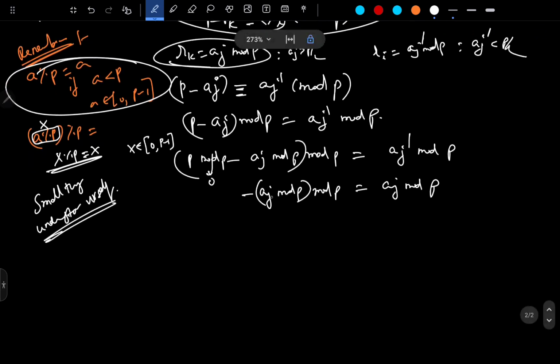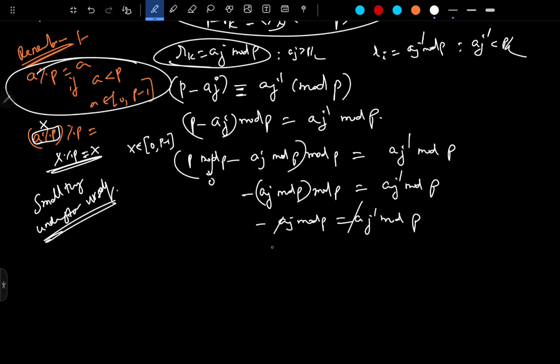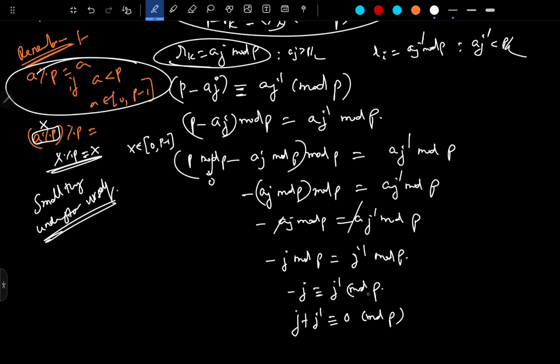So I can write minus Aj mod P equals Aj dash mod P. The A cancels, so minus j mod P equals j dash mod P. I can write this as minus j is congruent to j dash mod P. So j plus j dash is congruent to 0 mod P.